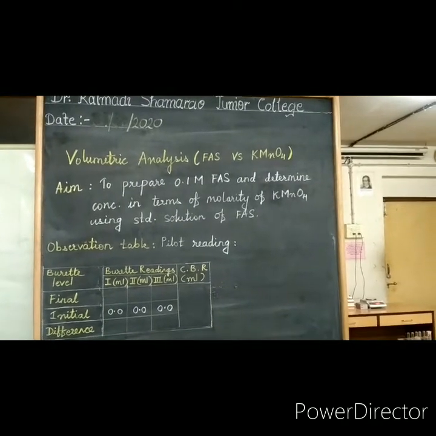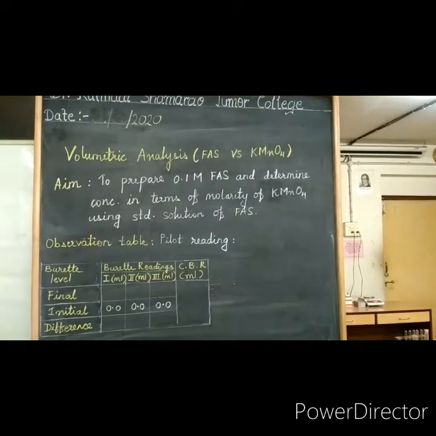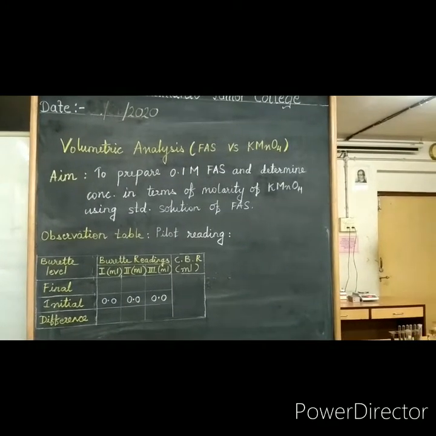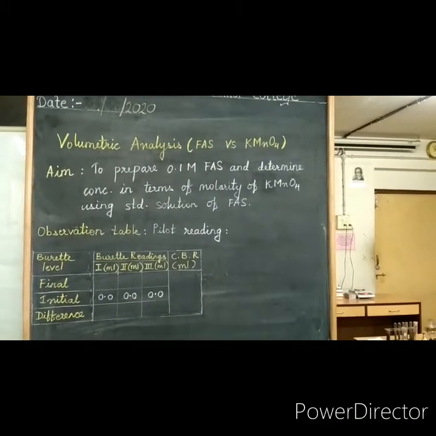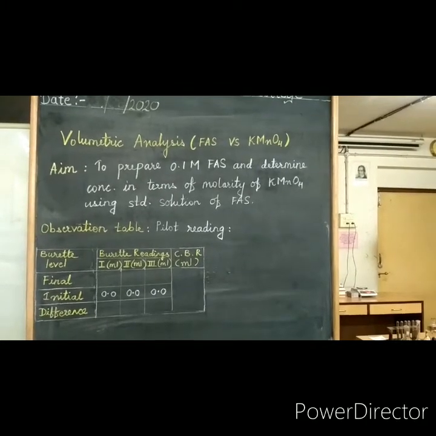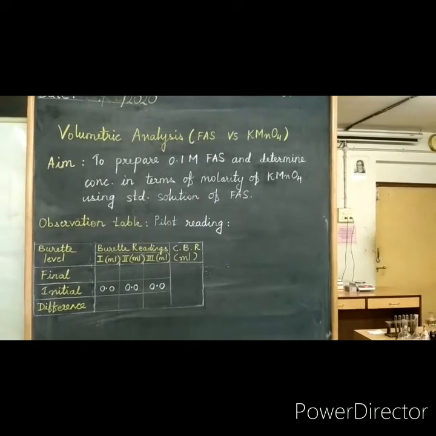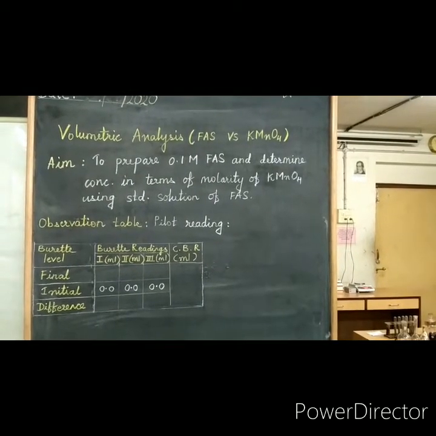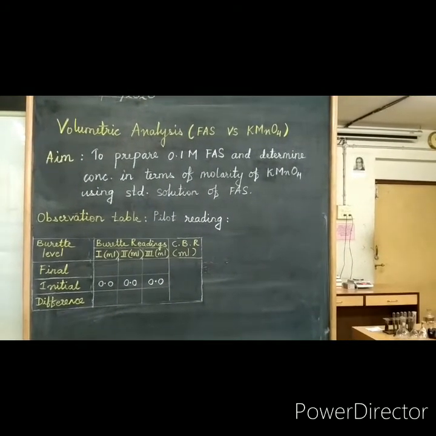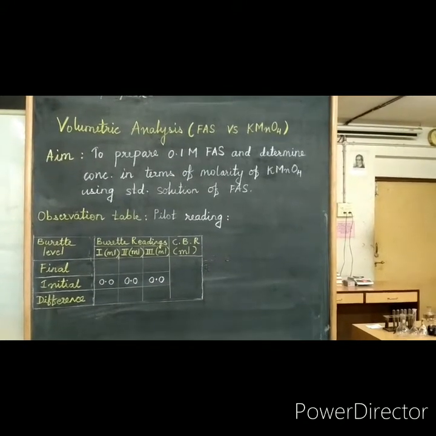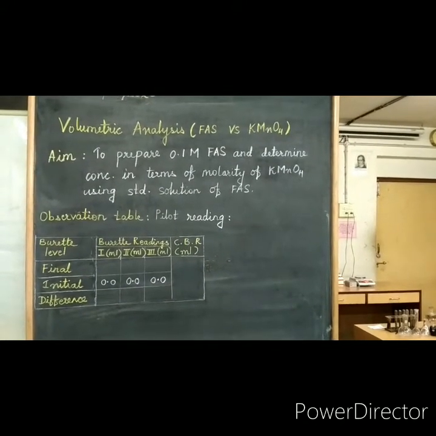Dear students, today we will perform volumetric analysis of FAS versus KMnO4. The aim of the experiment is to prepare 0.1 molar ferrous ammonium sulfate solution and determine the concentration in terms of molarity of KMnO4 using standard solution of FAS. This experiment consists of two parts.